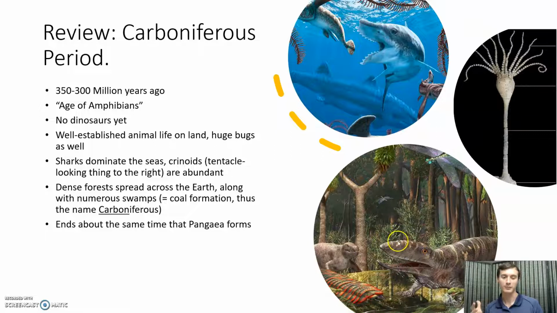A lot of these would have been amphibians. We also have huge bugs, one of the characteristic, memorable things about the period. Seas are dominated by sharks, and you have these fun little guys called crinoids, which actually stand on the bottom of the ocean, stand up, and feed that way. You have dense forests all over the world, along with a lot of swamps. These swamps lead to the formation of coal, and that is why you have the name Carboniferous here. And the very end of the period is about the time when Pangea forms.